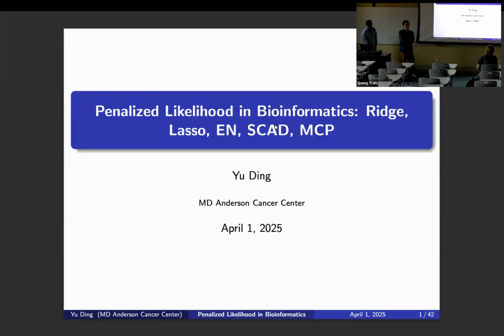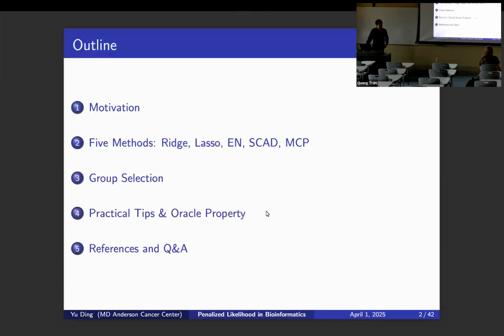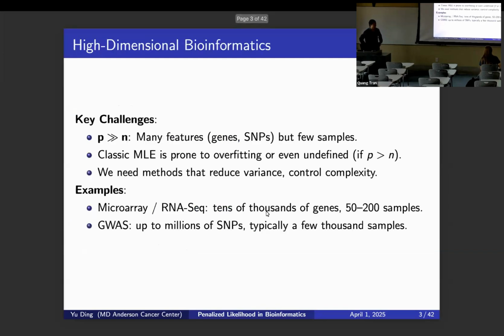My name is Yuping and I'm currently a postdoc fellow at the Maze Lab at MD Anderson. Today my topic is about penalized likelihood in bioinformatics. I'm not specifically talking about the likelihood method, but here you should focus on the word so-called penalized, the meaning. I will mainly cover 5 methods: Ridge, Lasso, ElasticNet, SCAD, and MCP. I will definitely talk about them all. Okay, so this is my content, and let's start.